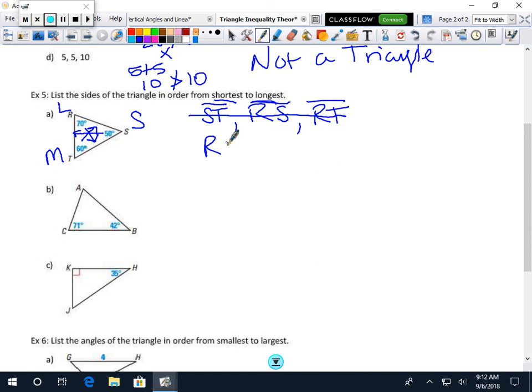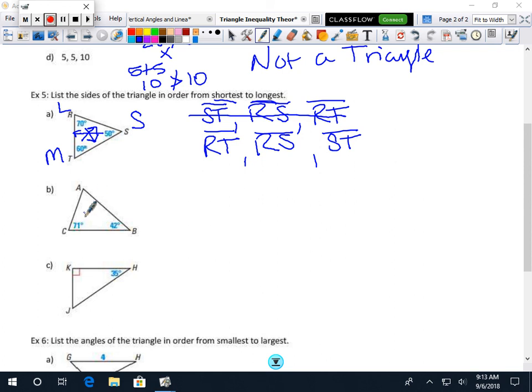Smallest angle, smallest side, which would be side RT. Medium angle, medium side, which would be side RS. And then largest angle would be the largest side, which is side ST. So it is very important that you do read the directions, unlike I have displayed right here. Sorry, y'all.